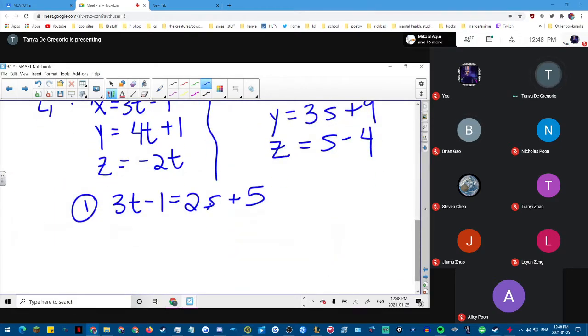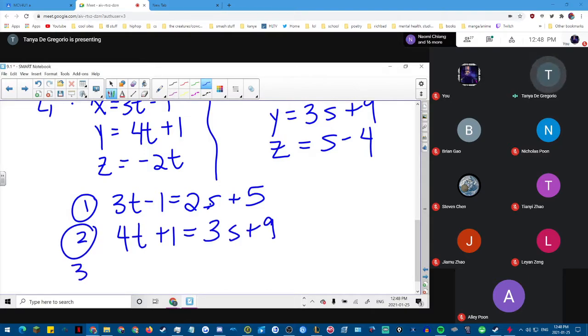Okay, so 3t minus 1 equals 2s plus 5. 4t plus 1 equals 3s plus 9. And my third equation is -2t equals s minus 4. And this is just regular substitution, guys. So, of course, it can be done many different ways. But by looking at these 3 equations, what do you think is the easiest one that I should solve?